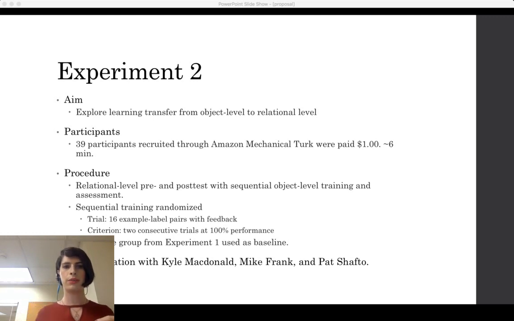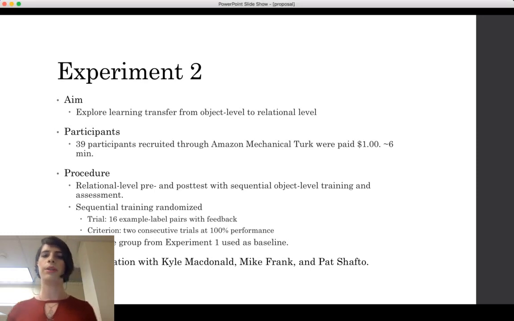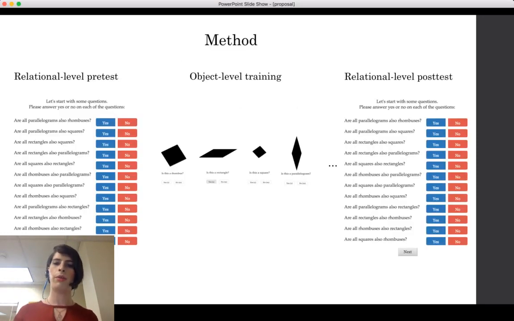So the actual training sequence, what it looked like is there are 16 unique example label pairs. So we have the shape that is strictly a square, and then the label that's a square. We have 4 different shapes, 4 different labels, so you get 16 total pairs. They were shown all of these in randomized order, and they were asked to label each of them yes or no. I'll move to this next slide. So this is the one in the middle. They were shown a shape, asked if it was a rhombus, and then yes or no, and they were given feedback after each one.